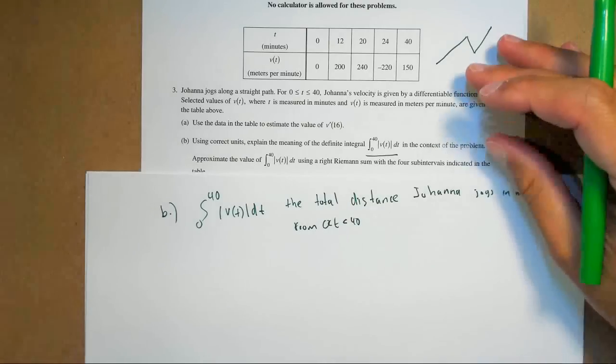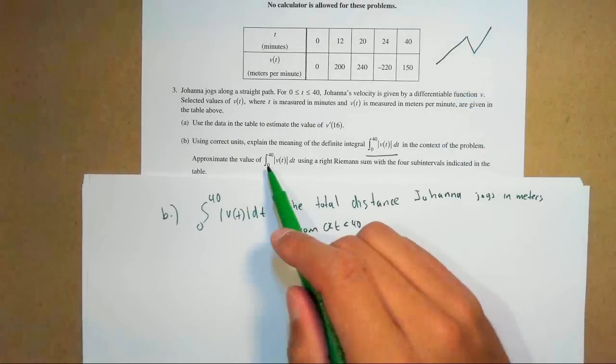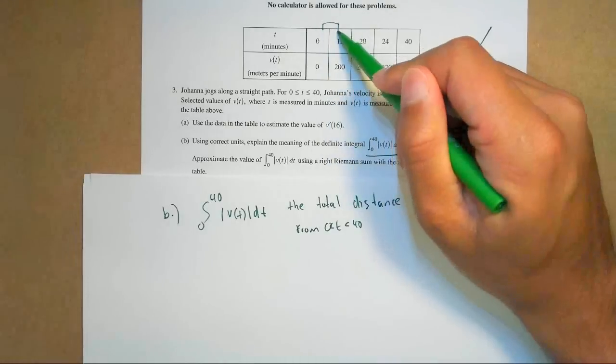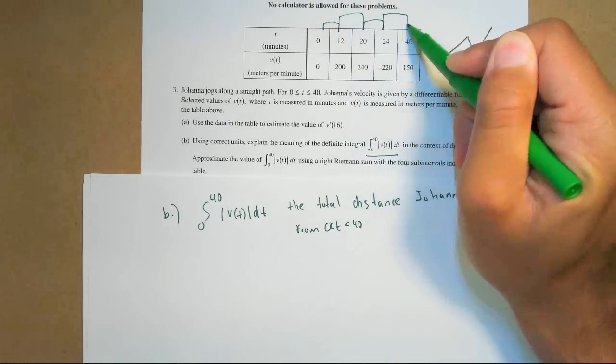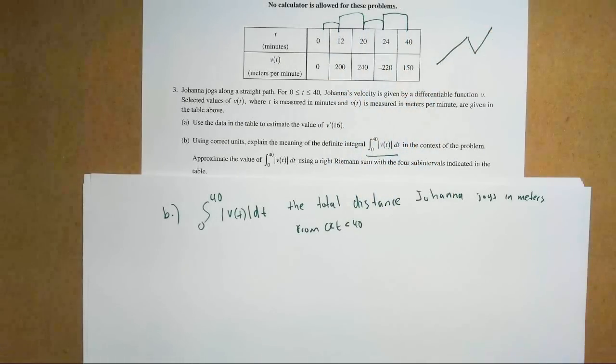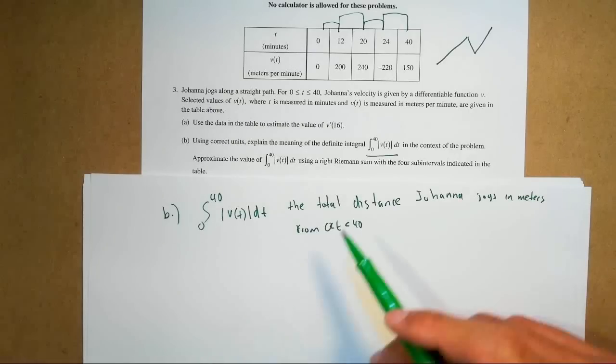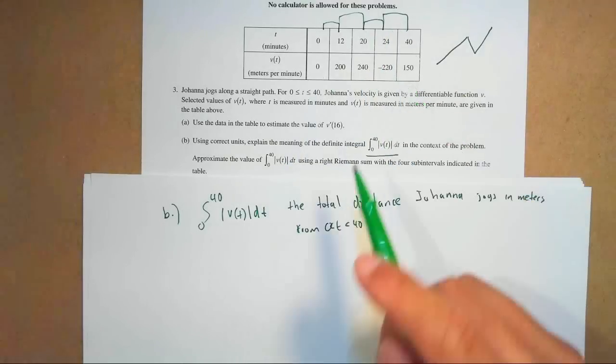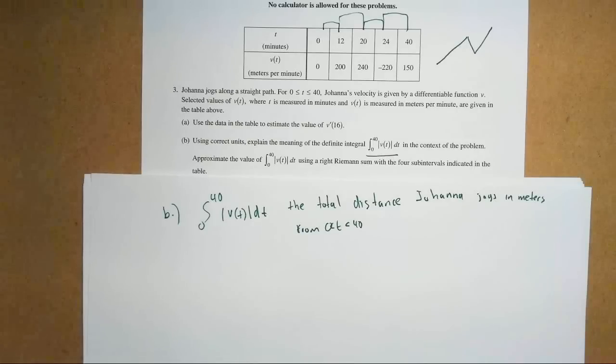Now the next part says approximate the value of that using a right Riemann sum with the 4 subintervals indicated. 4 subintervals just means 4 rectangles. So you're going to draw 4 rectangles from 0 all the way to 40. 1, 2, 3, 4. Those are my 4 rectangles. Now the one thing you have to be very careful about: what we're trying to do is find the area of the rectangles. But because it's an absolute value, every single y value is going to become positive. If you remember that, you're going to be great in this question.